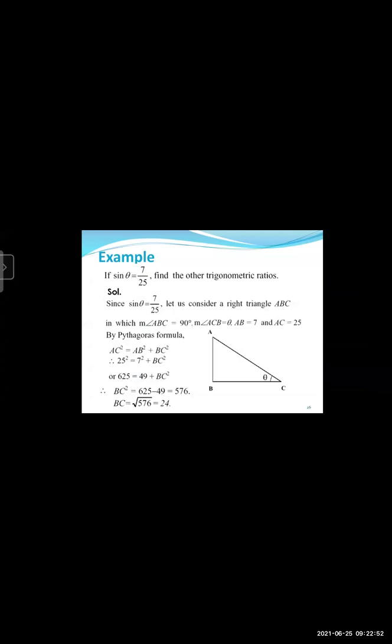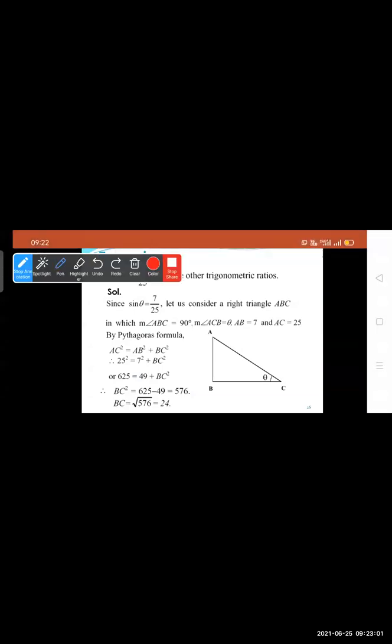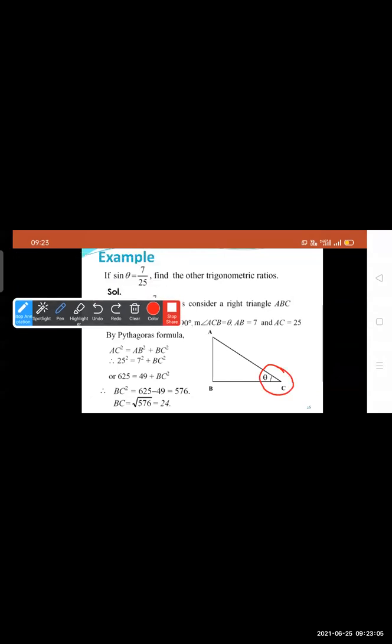Clear? So first we draw one right angle triangle ABC, 90 degree at B, and we consider C as theta. We have sine theta is equal to 7 by 25. So sine theta is equal to P by H. P means perpendicular by hypotenuse. So the perpendicular, the height opposite to theta, is AB, the hypotenuse is H, and this one is the base.